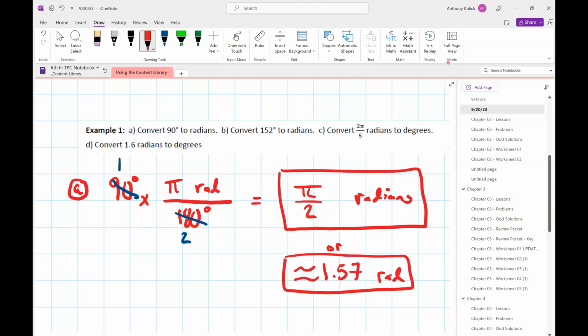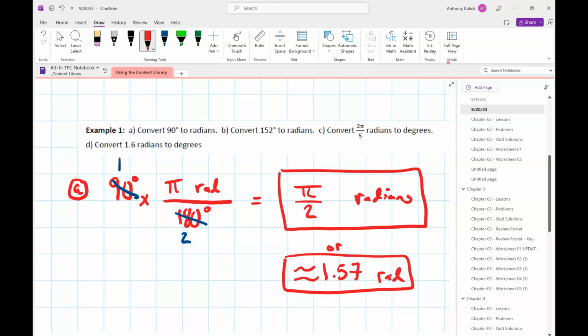What's the difference between pi over 2 and 1.57? Fraction. Okay, what else? Is 1.57 the entire number? No. What did I do? I rounded it, right? Did I do any rounding for pi over 2? No. So why do we prefer pi over 2? No rounding, right? It's more precise.